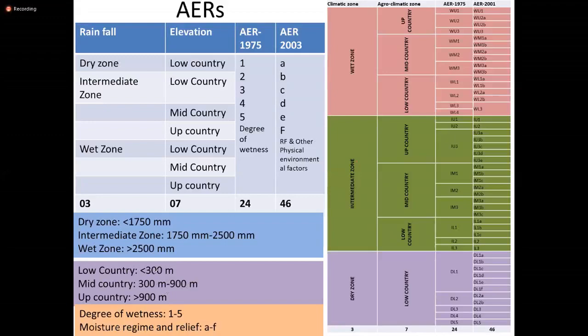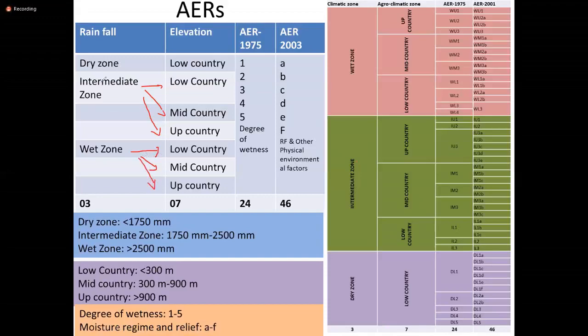Based on that, if the area falls below 300 meters, we say low country. Similarly, above 900 meters, we call it up country. In between, we name it mid country. Understood? The dry zone has only low country, but the other zones are further divided into low country, mid country, and up country. If you look at this classification, you can see it is further classified. Similarly, the wet zone is also classified as low country, mid country, and up country.